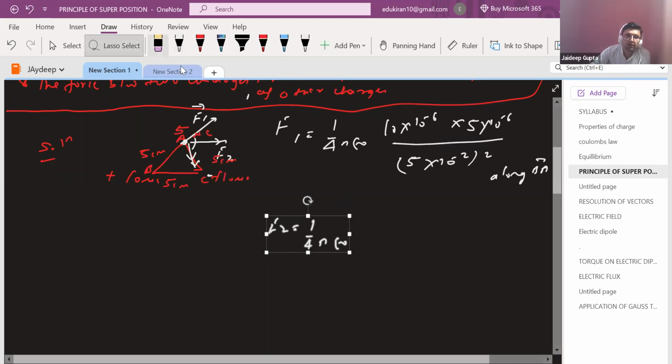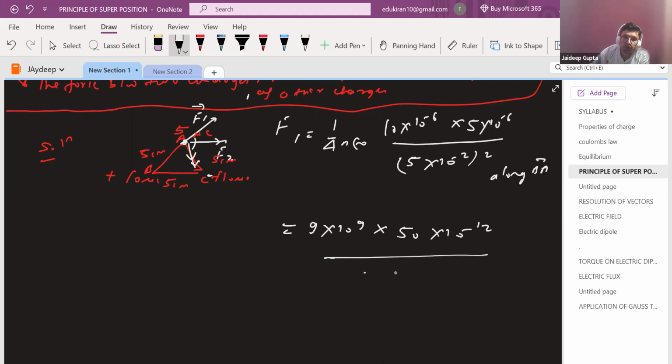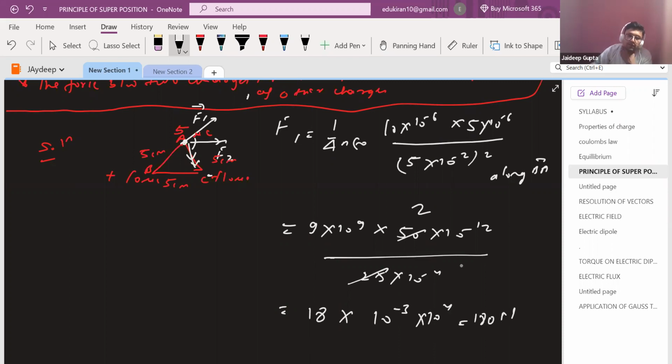First of all, we will calculate it. This is 9 into 10 to the power 9, into 50 into 10 to the power minus 12, over 25 into 10 to the power minus 4. So this will cancel out to 18 into 10 to the power 9, 10 to the power minus 3, minus 3, 10 to the power 4. That equals 180 newtons along BA. Till here, is it clear to you?